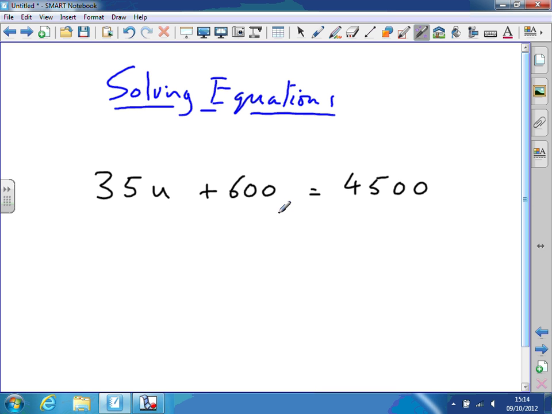So let's try and solve this equation. What would you do to this equation first to try and get u on its own, to end up with u? Take 600 away from both sides, get rid of this 600 here. So if I subtract 600 from the left, I also subtract 600 from the right, and I have that 35u equals 3,900.